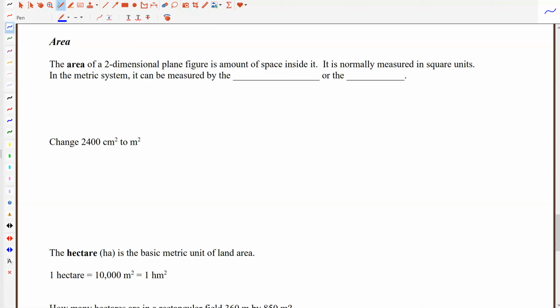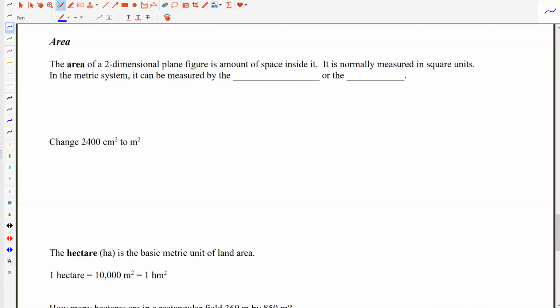Let's explore converting area in the metric system. Now, area of a two-dimensional plane figure, so plane just means flat figure, is the amount of space inside of it. And normally area is measured in square units.